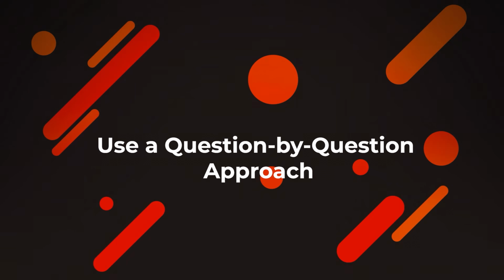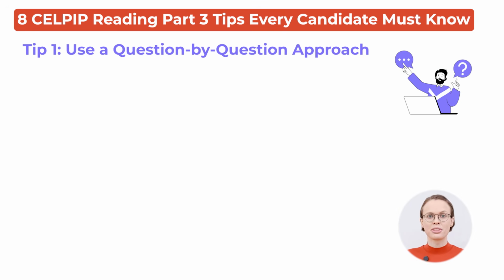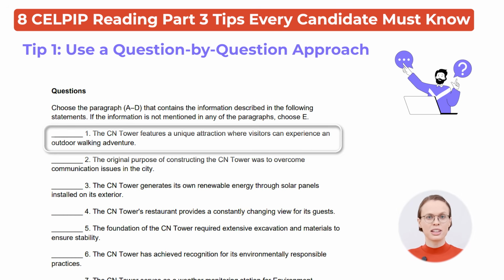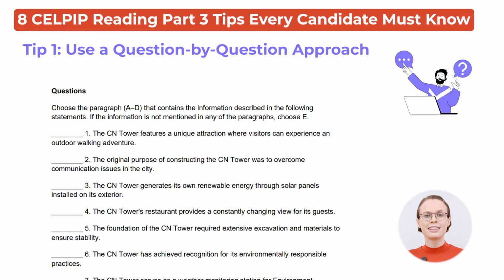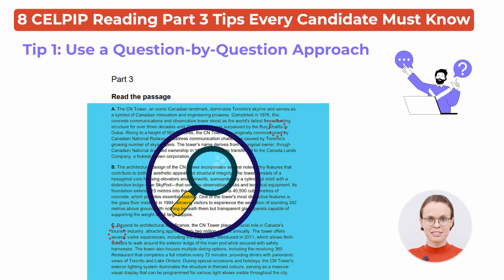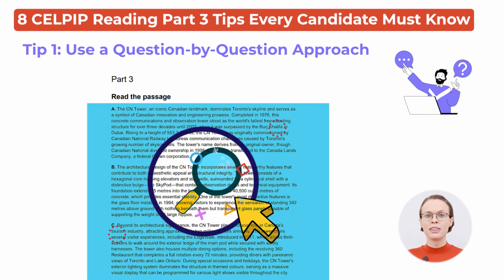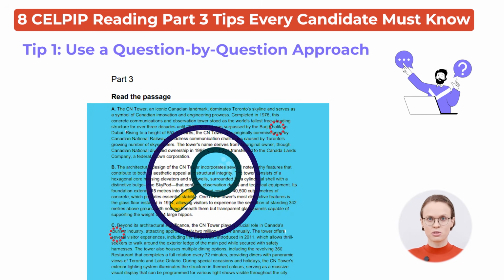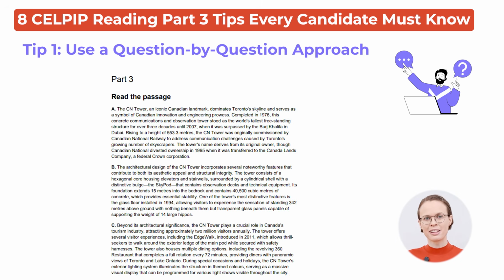The first tip is to use a question-by-question approach. This means you should read question 1 first. Identify what information you're looking for, and then scan the passage to find that specific information. Once you've answered question 1, you move on to question 2. Scan the passage again for that information, and continue this process through all questions.